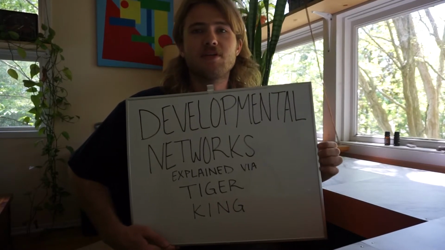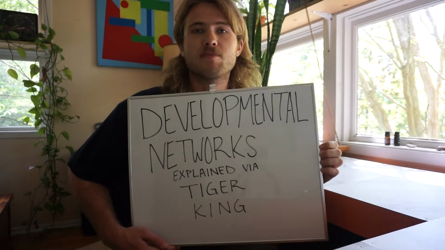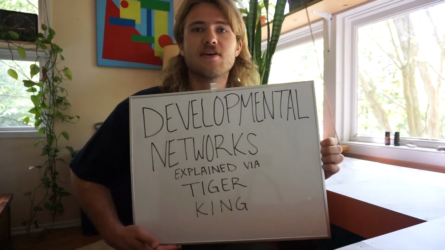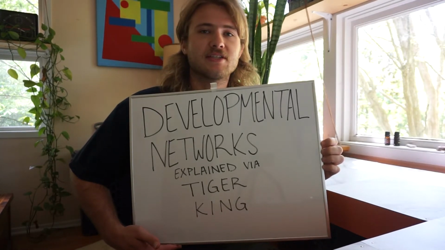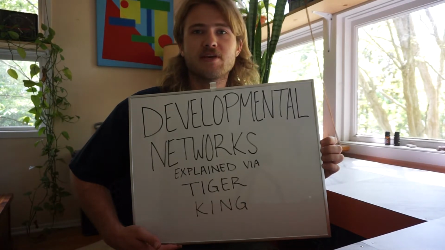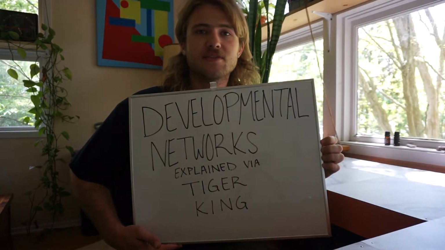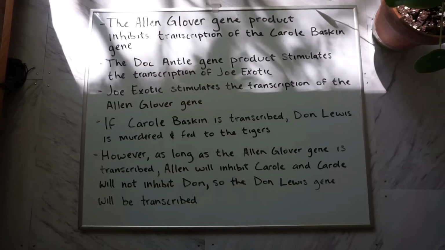Alright, today I'm going to be demonstrating a developmental network using characters from Netflix's docuseries Tiger King as examples. But we're going to use a slightly reimagined timeline of the story, pretending that Alan Glover, the hitman, and Don Lewis, Carol Baskin's ex-husband, existed at the same time in the story.